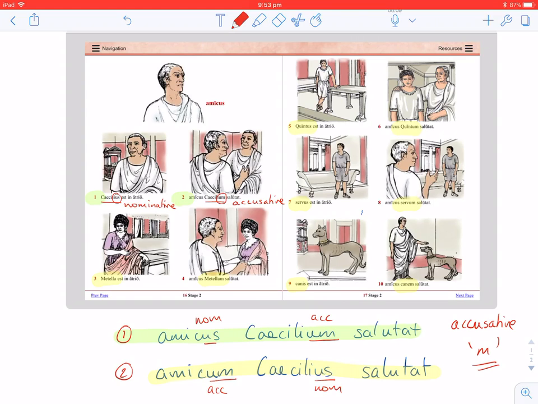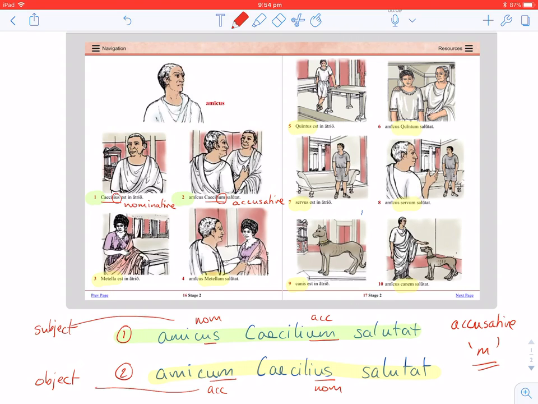So let's go over that again. The nominative case is for the person or the thing doing the action of the verb, and sometimes we call that the subject of the verb. The accusative is for the person or the thing receiving the action of the verb, and sometimes we call that the object of the verb.